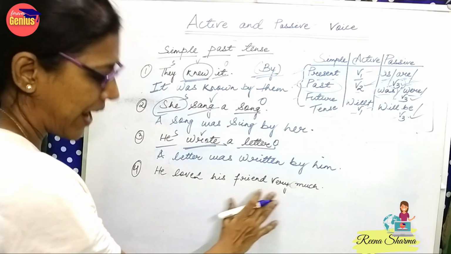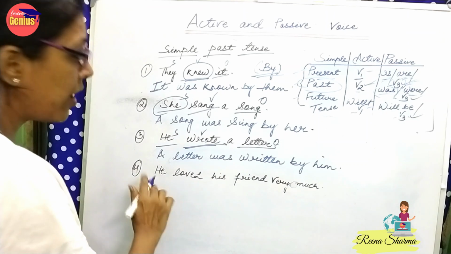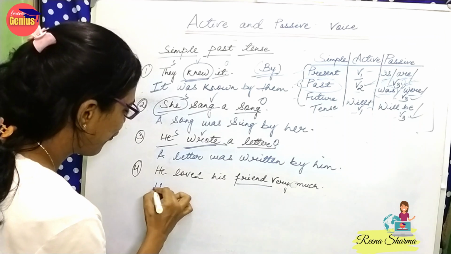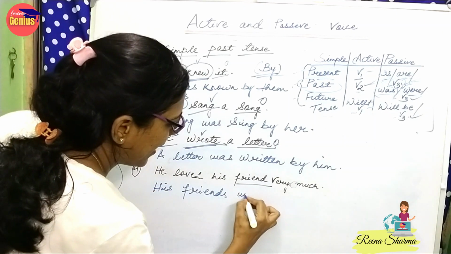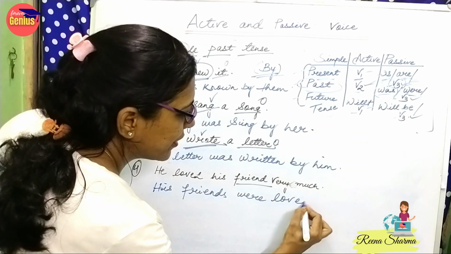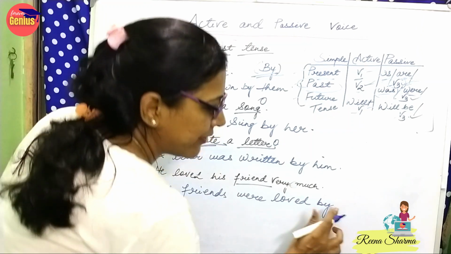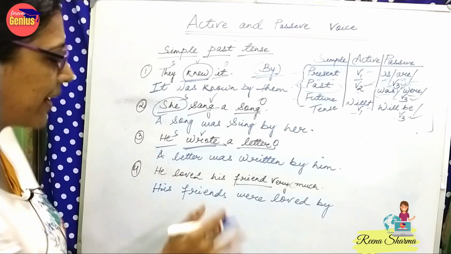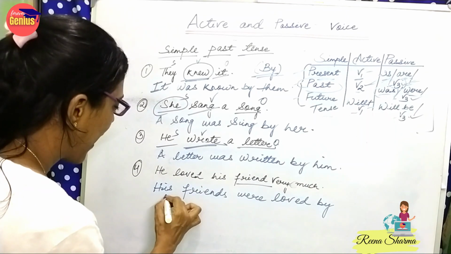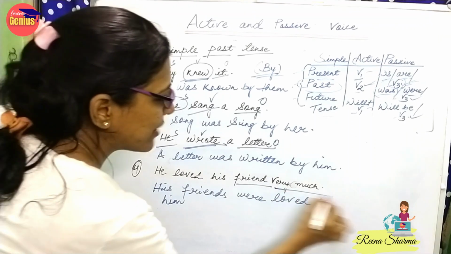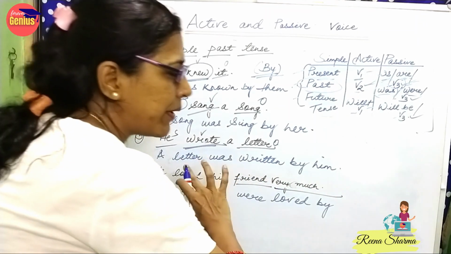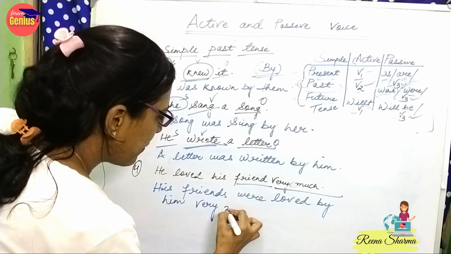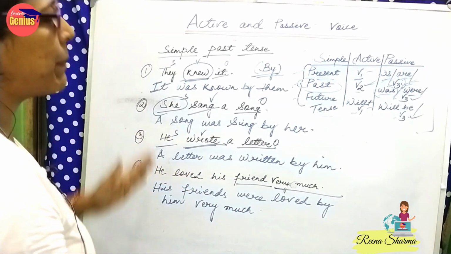He loved his friends very much. So 1, 2, 3, 4. His friends were loved by. After by we will give the subject which is taking the place of object. His friends were loved by him. Then the rest part of the sentence. It can be small, big, doesn't matter. Very much. So this is simple past tense.